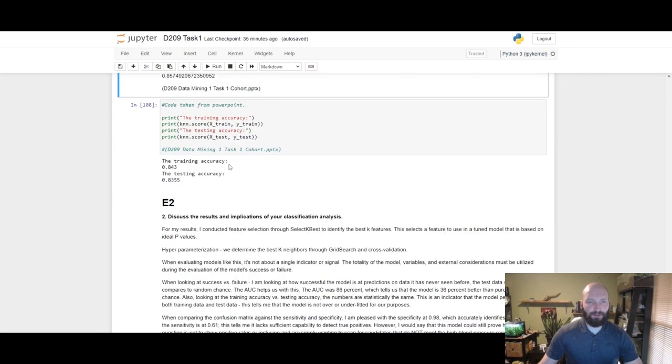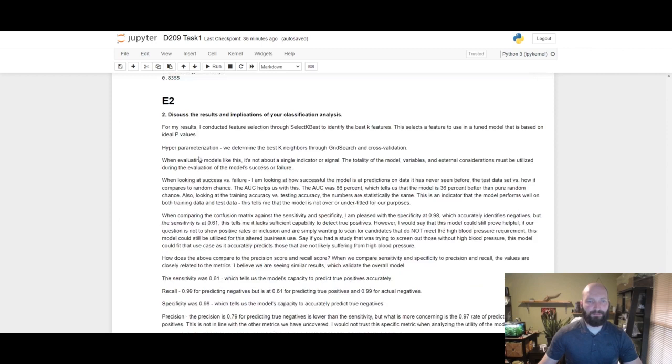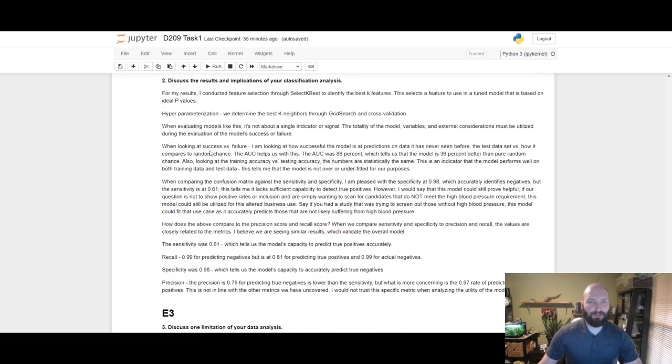And again, with our training accuracy and testing accuracy, discuss the results and implications. For my results, I conducted feature selection through SelectKBest to identify the best K features. This selects features to use in a tuned model based on ideal p-values, which we went over above. For hyperparameter tuning, we determined the best K neighbors through grid search and cross-validation. That tells us the ideal number we got to is 23.